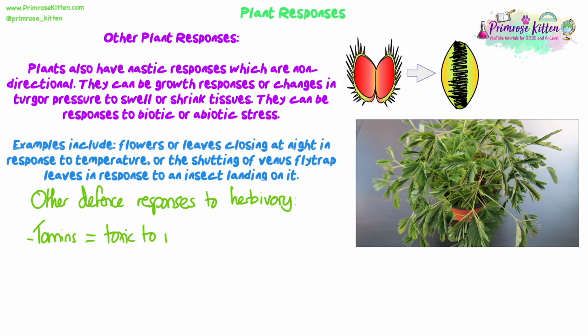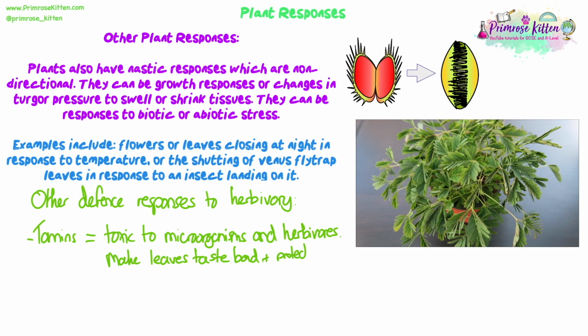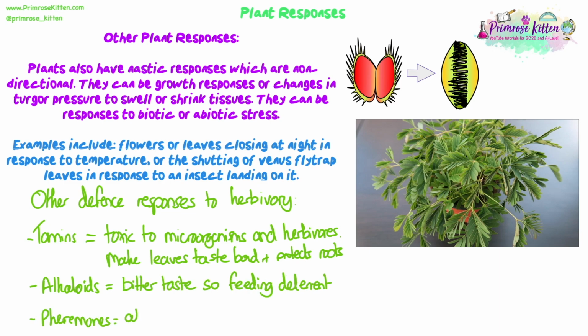There are some other responses that plants can do that are also chemical-based defenses, which we've already looked at when we looked at plant defenses. There are tannins that the plant can produce in response to potentially being attacked by a pathogen or a herbivore. This makes the leaves taste bad, so it's trying to put the animals off from eating the leaves because they're not going to taste nice. It can also protect the roots from infection by various insects or other pathogens. There are also alkaloids, another chemical plants can produce. This again makes a bitter taste, so it becomes a feeding deterrent. If something's trying to eat these leaves, they're going to taste horrible and put the organisms off from chewing the leaves.